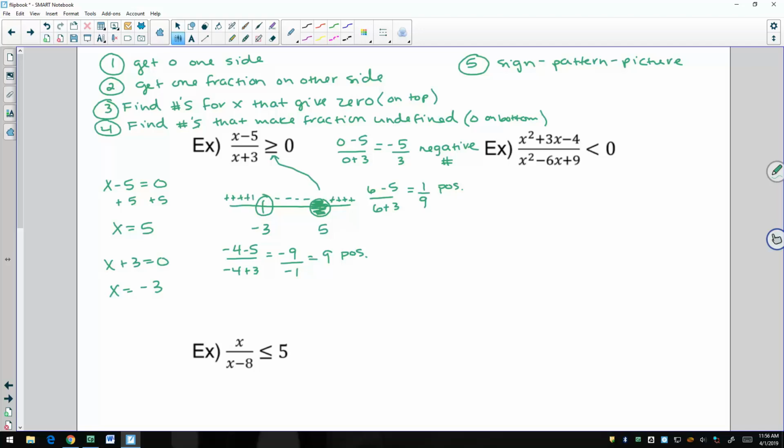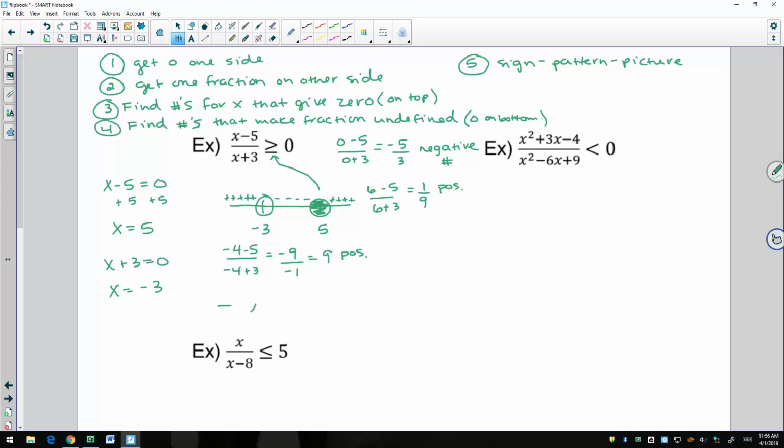Well, now I have to ask myself, did I want it to be bigger than or equal to 0, which means positive, or less than or equal to 0, which means negative? Well, I want it to be bigger than or equal to 0, so my answer is going to be all the x's that have plus signs. So I'm going to write down, it depends on how they want your answer. Let's do our answer in interval notation.